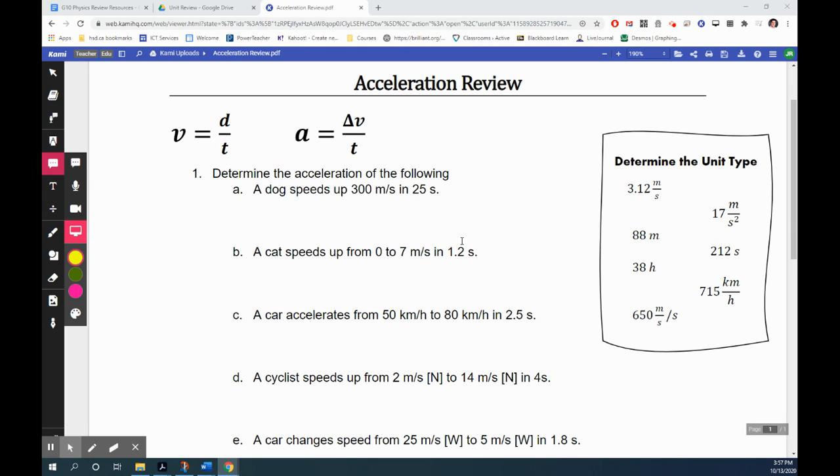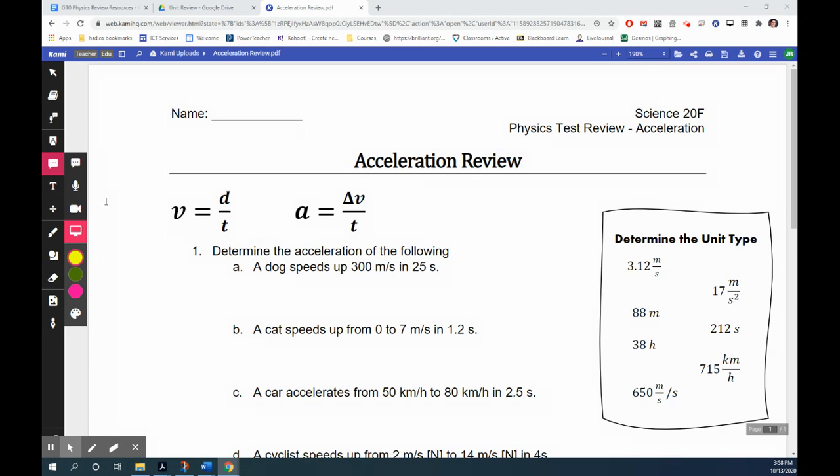This is the acceleration review video. And so we've already done velocity equals distance over time. Now I want to get into acceleration, which is the change in velocity divided by the time. So this triangle here, delta, means change in. Okay, so this is how much the velocity has changed.